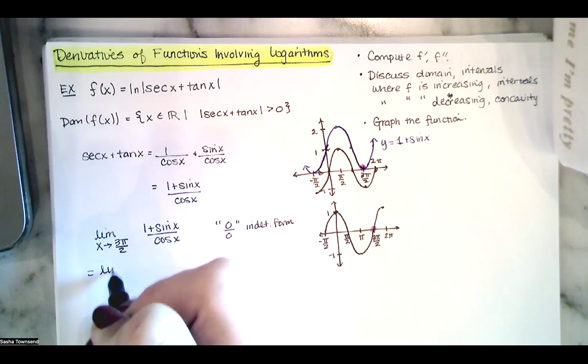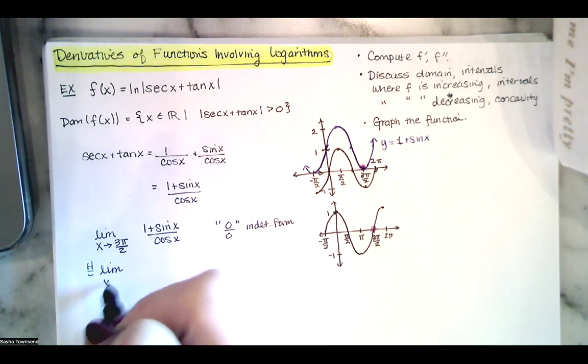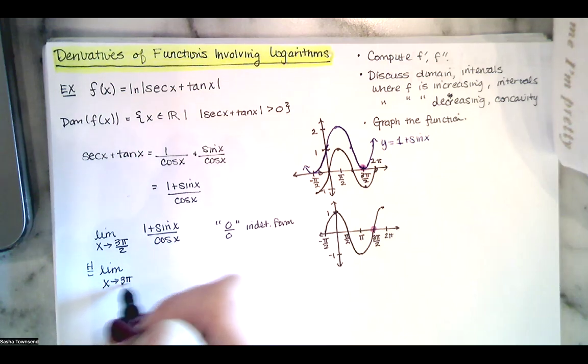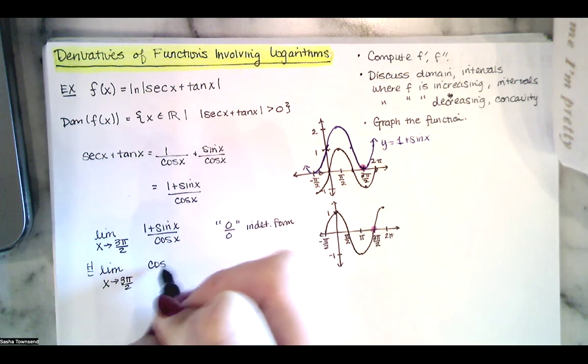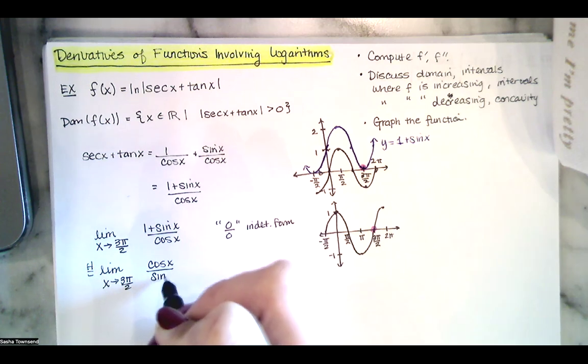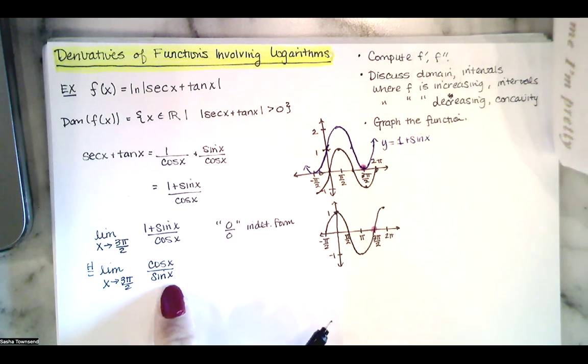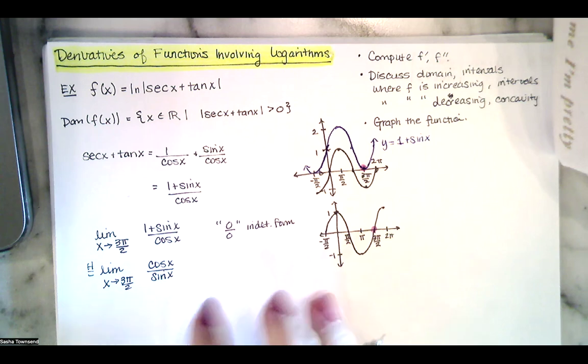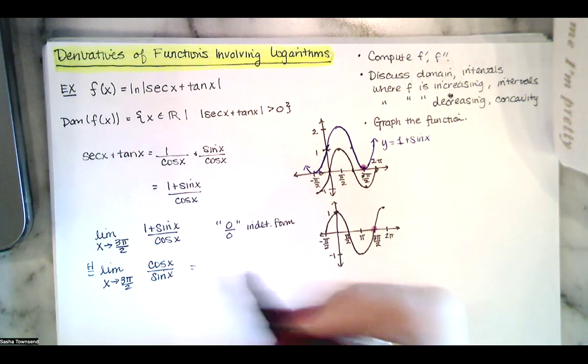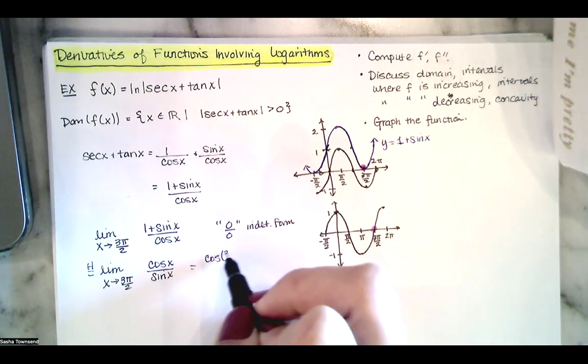Well, we can use L'Hopital's rule. L'Hopital's rule says take the derivative of the numerator and take the derivative of the denominator. And then if this function is continuous at that point, you plug in that x value, and then that will be the value of the limit. And this one is continuous at 3 pi over 2.